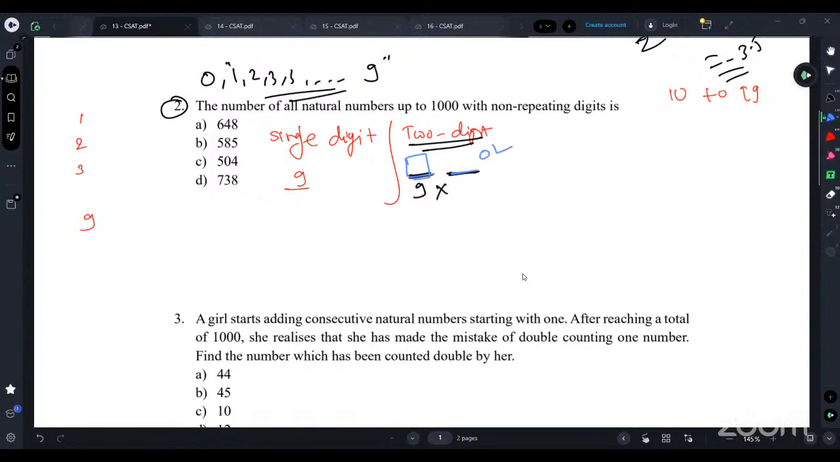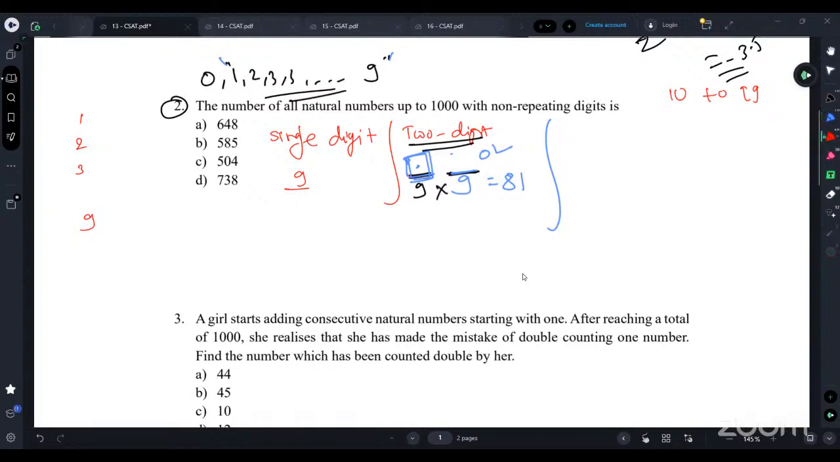So, 8 digits remain from the first place, because from 1 to 9 I will be using 1 here, so 8 will remain. And if I add 0 to those remaining 8 digits, I will have a total of 9 options here. So I will get 81 two digit numbers wherein there will be no repetition of digits.